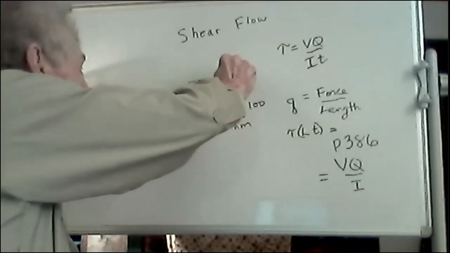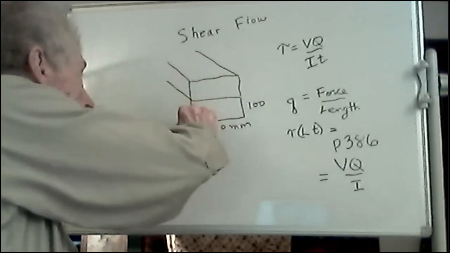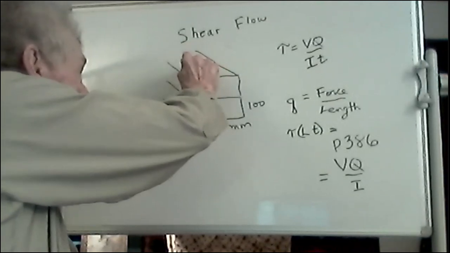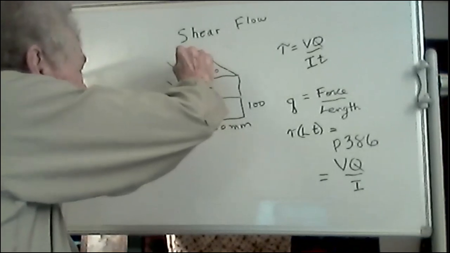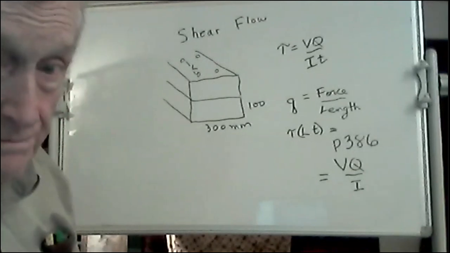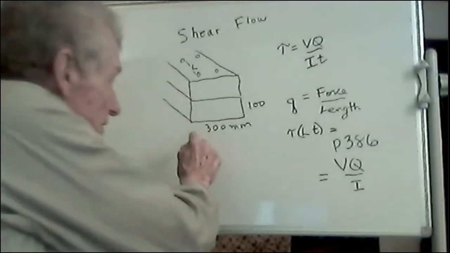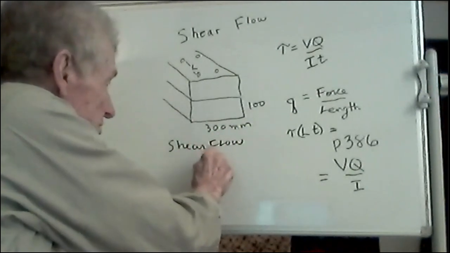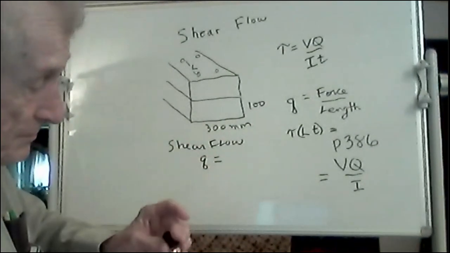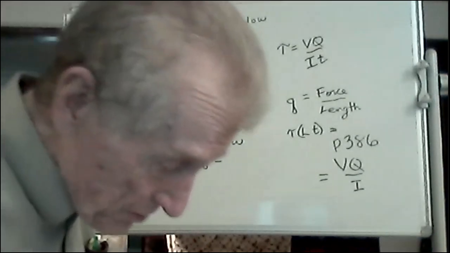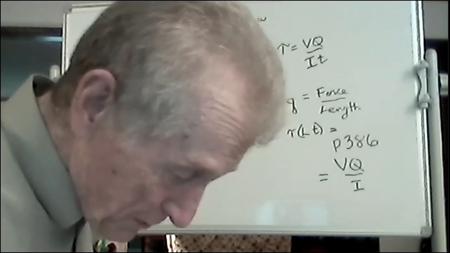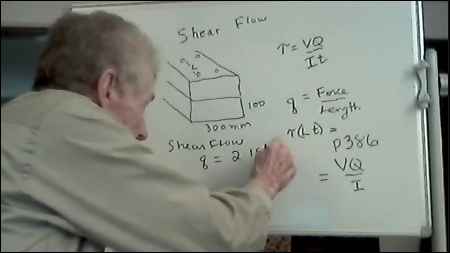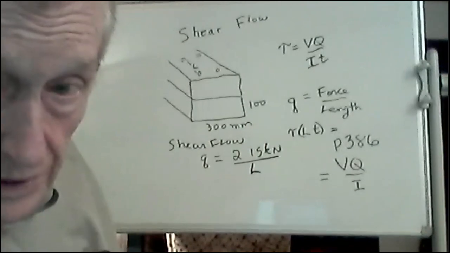All right. Now we're going to put the bolts on there, but they're going to arrange them like this. This distance L is the distance between these bolts. And so the shear flow, they use this symbol q, is going to be the force of each nail. The thing is, there's two nails. Each nail can hold up to 15 kilonewtons of shear. So what we got here is 2 times 15 kilonewtons divided by L. The trouble is we don't know what the L is.